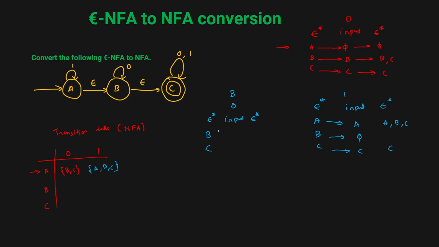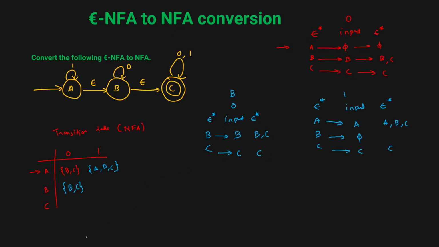Okay, now over here in state B, if you get input 0, where do you go? You go to state B itself. And in state C, if you get 0, you go to state C itself. Okay, now what is the epsilon for state B? You can go from state B to state B and state B to state C. So let's write that down, B comma C. And in state C, you go to state C itself when you get no input. So let's write that. Now you make a union of this, B comma C, you get B comma C. Correct? All right.